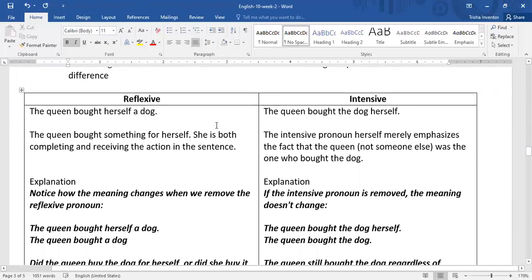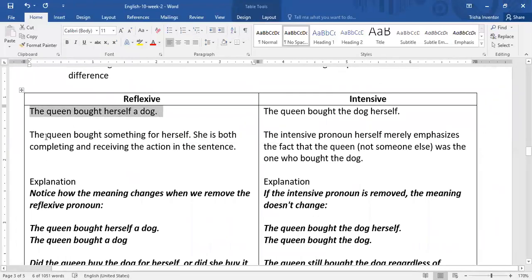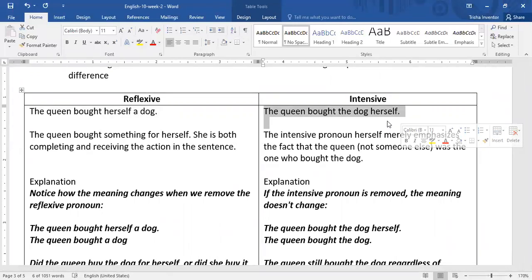So here we have an example. In the reflexive, we have: the queen bought herself a dog. Si queen ning palit og dog. Siya mismo ang ning palit og dog. Okay? Or si queen ning palit og dog para sa iyahang self. Okay. Here also, intensive: the queen bought the dog herself. Okay, here. The queen bought the dog herself. Si queen mismo ang ningpalit sa dog.